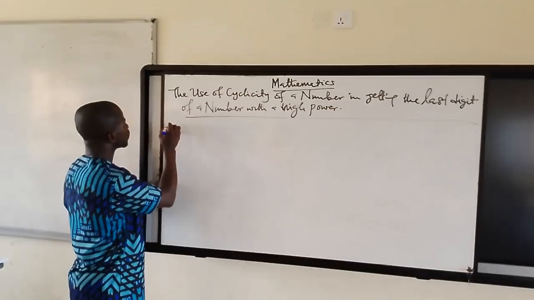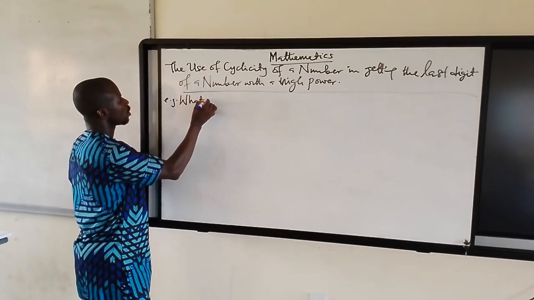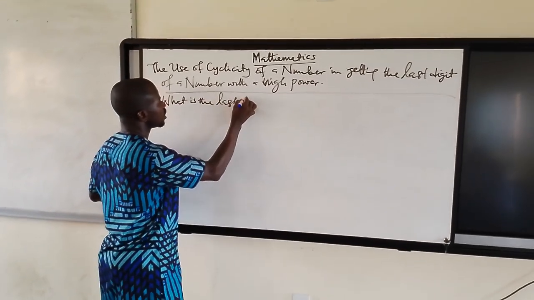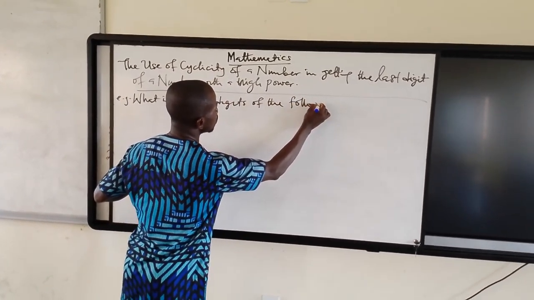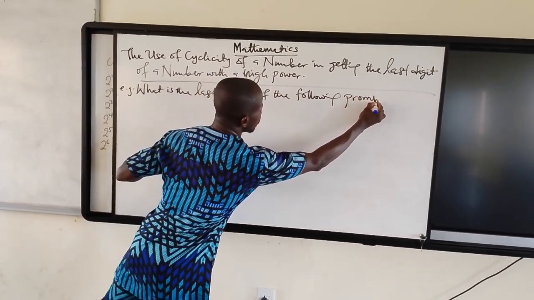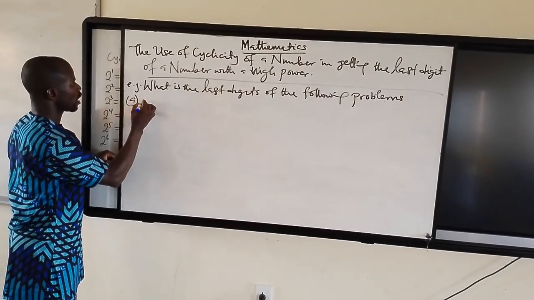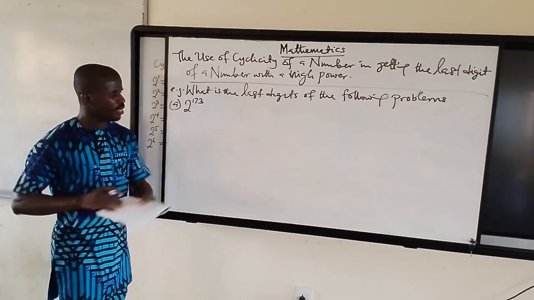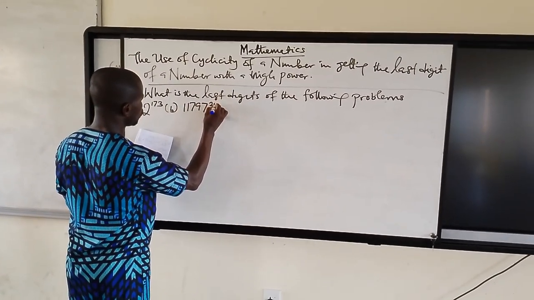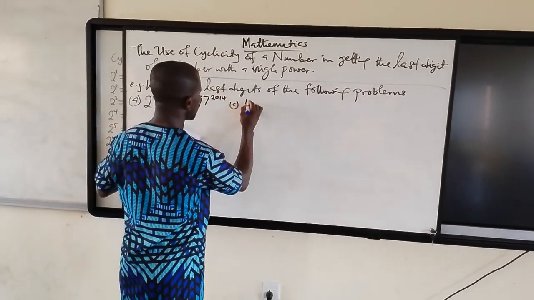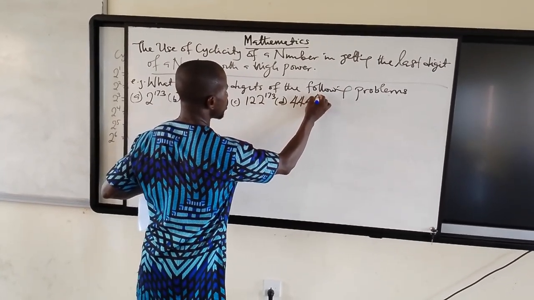Good. We'll start with the following examples. What is the last digit of the following problems? A. We have 2 raised to the power of 173. The next one, B. We have 11797 raised to the power of 2014. C. We have 122 raised to the power of 173. And lastly, D. We have 444 raised to the power of 444.